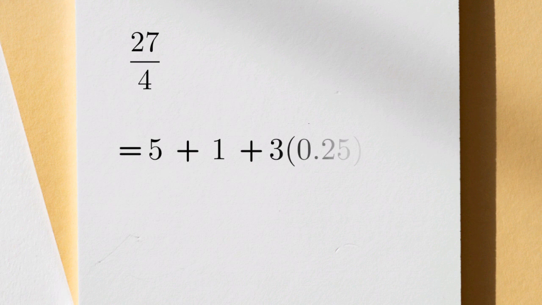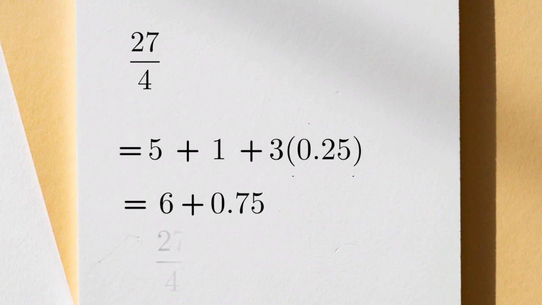3 multiplied by 0.25 is equals to 0.75. So we have 6 plus 0.75. And our answer here is basically 27 divided by 4 is equals to 6.75. Now you have seen how those numbers are going to help you. So you just have to memorize them and know them, then you are good to go for mental division. Now let's take another example. So this one is 48 divided by 5.